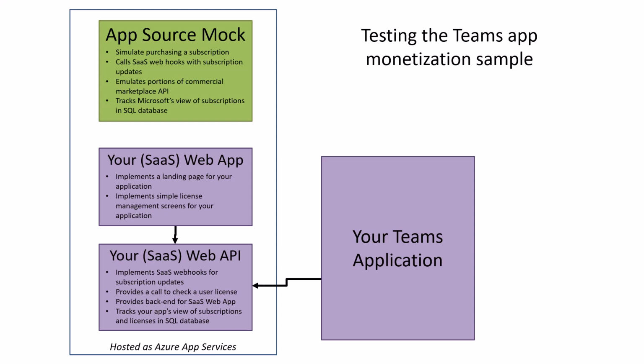So just to review, what you saw was the AppSource mock run. I purchased some licenses. It sent me to the landing page in your SaaS web app, which was a sample that was hosted for you. That implemented a simple license management scheme. And then the Northwind Orders app called that same underlying service that would be the licensing part of your app in order to check the license.